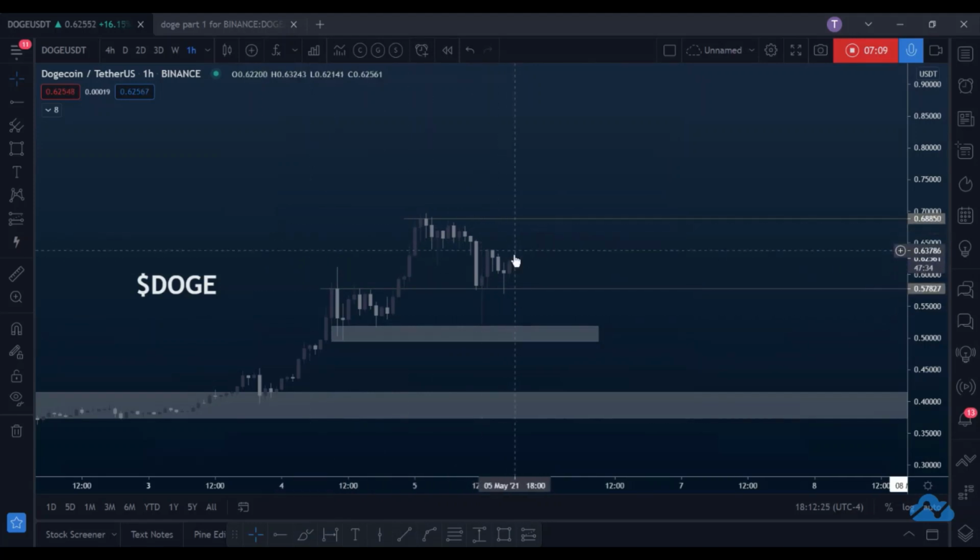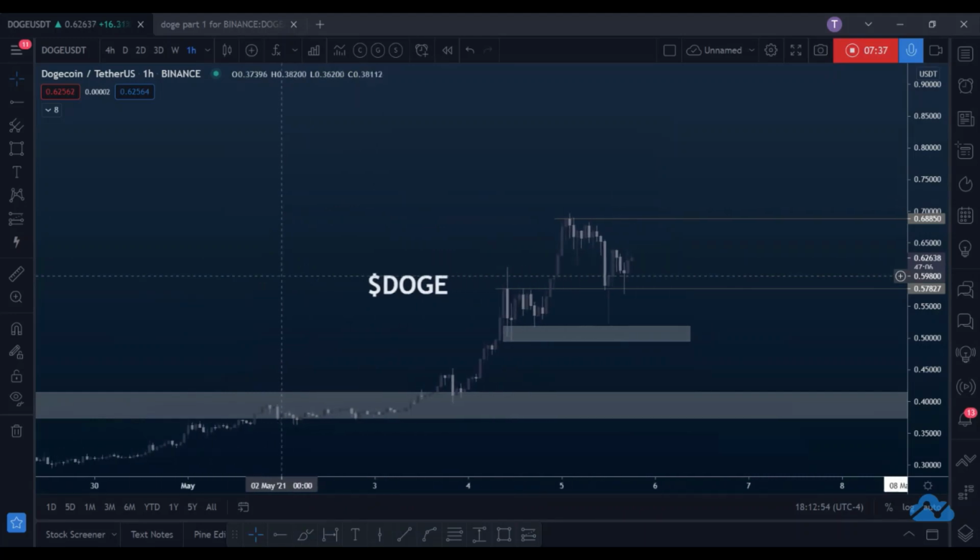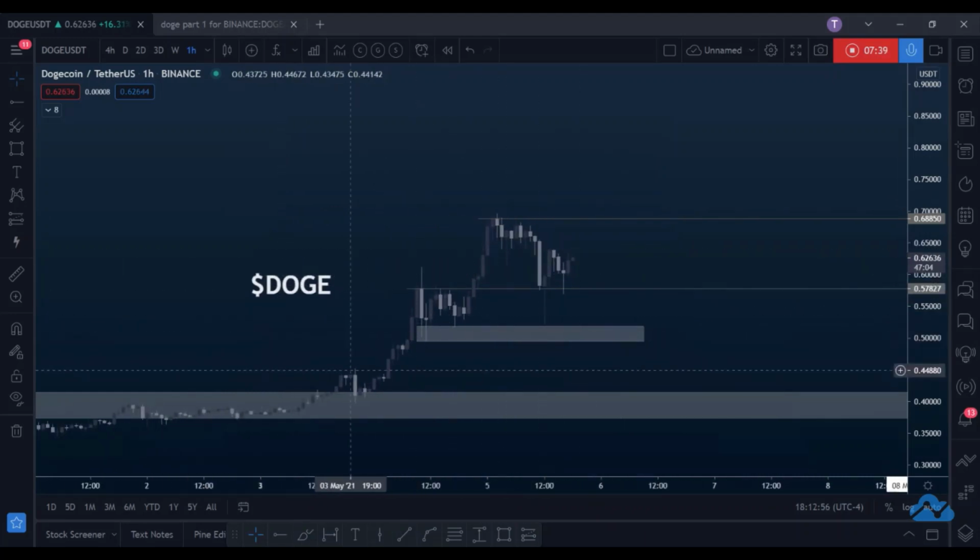If price were to break below this area, I think you would see a lot of traders sell, right? So when you get a lot of people that sell all at once, that creates a lot of volume of buys and sells going through, and then that creates liquidity for a big player.